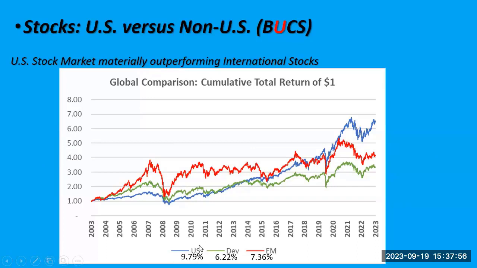So you can see the numbers. The US 9.8%, developed 6.2, emerging 7.4. So the US has actually beaten developed markets by 350 basis points these last several years. It was a pretty major outperformance.